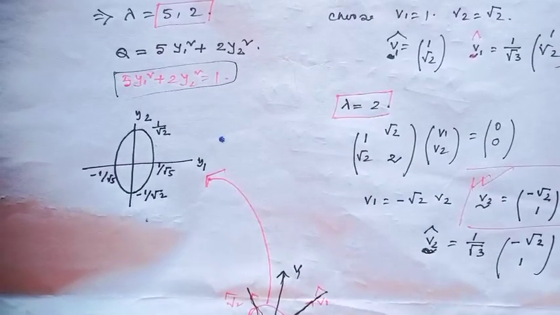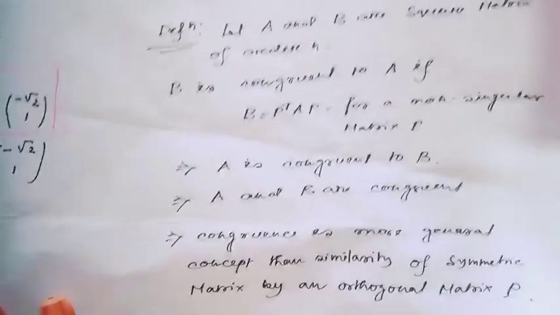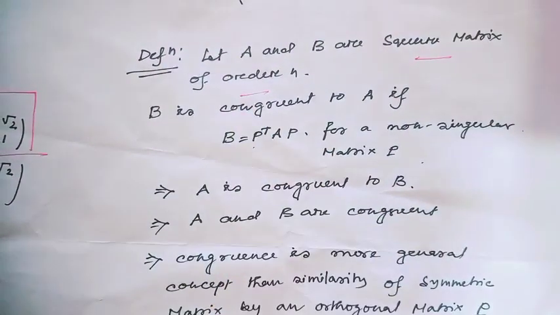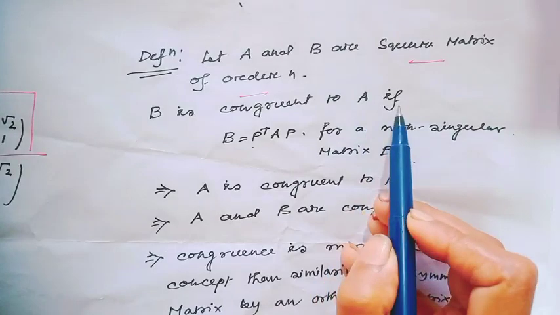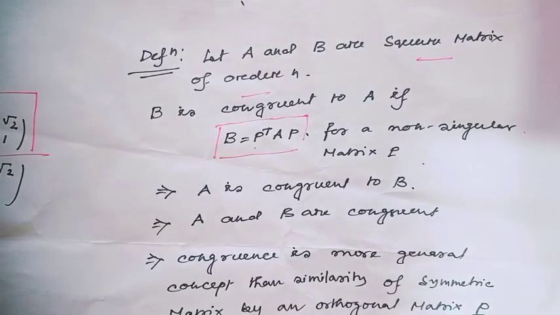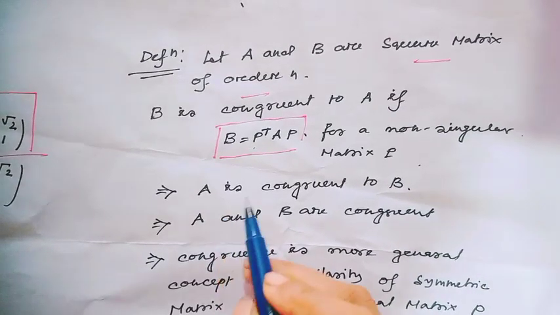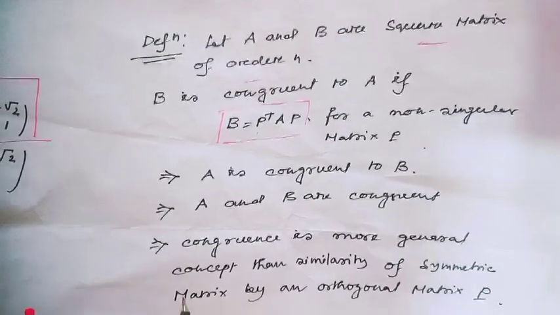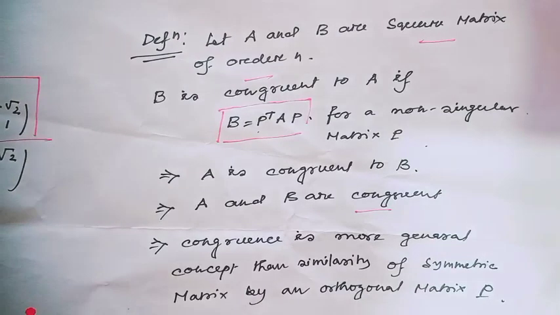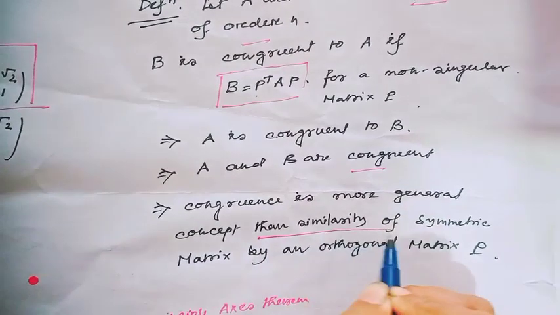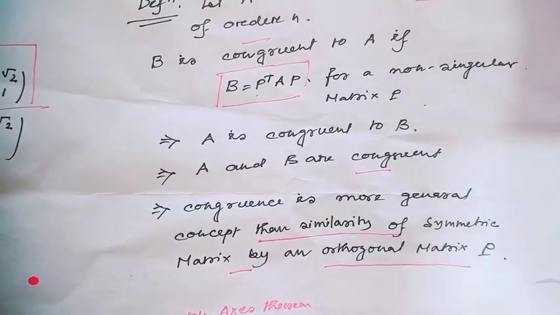Okay? Well, just recall the definition of congruence. We all know A and B are two square matrices of order n. B is congruent to A if B equals P transpose AP for some non-singular matrix P. Then that implies A is congruent to B, that means A and B are congruent. Actually, congruence is a more general concept than similarity of a symmetric matrix by an orthogonal matrix P.